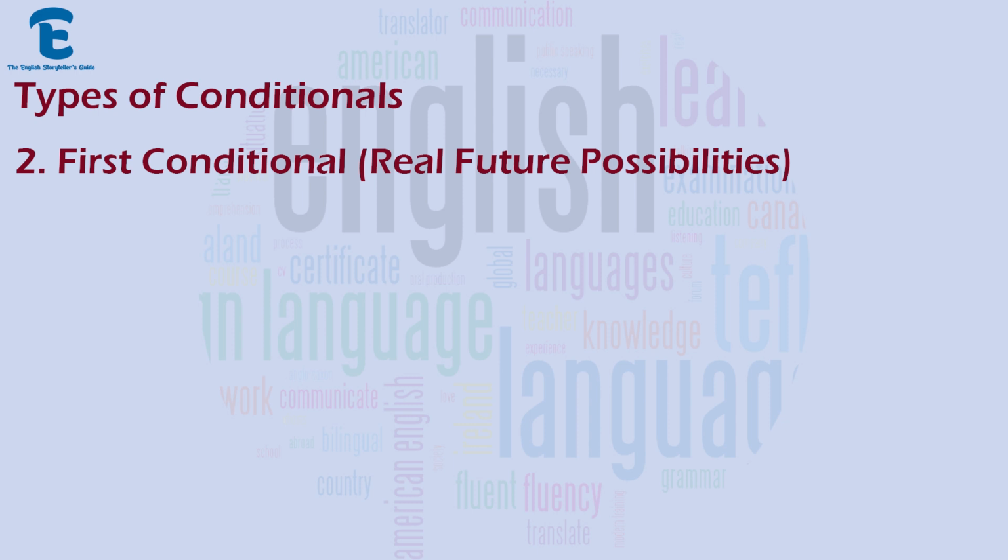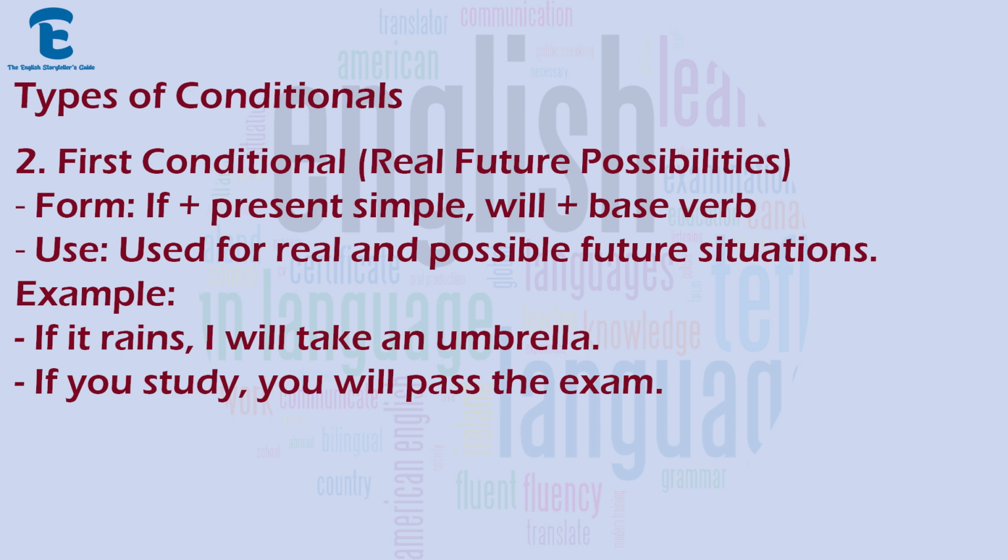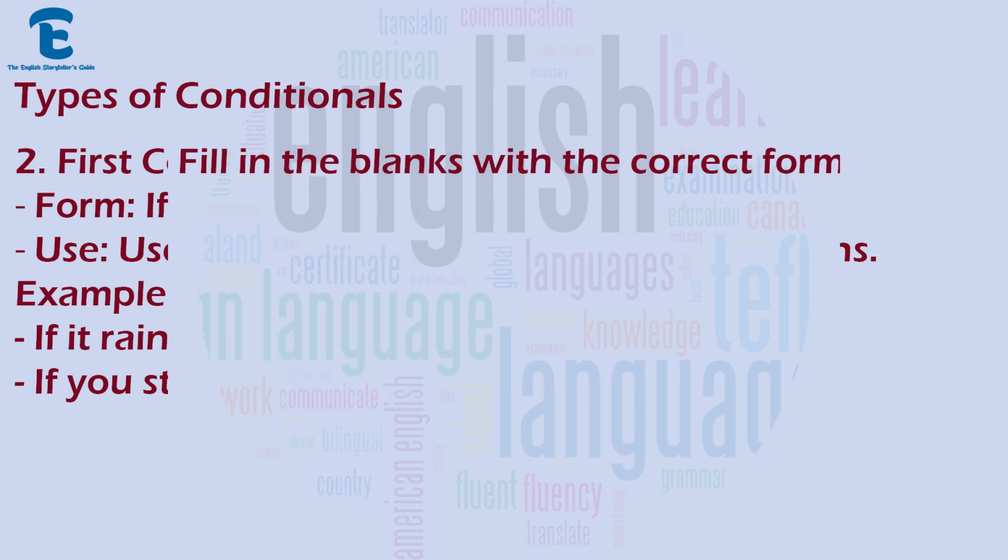Two. First conditional, real future possibilities. Form: if plus present simple, will plus base verb. Use: used for real and possible future situations. Example: if it rains, I will take an umbrella. If you study, you will pass the exam.